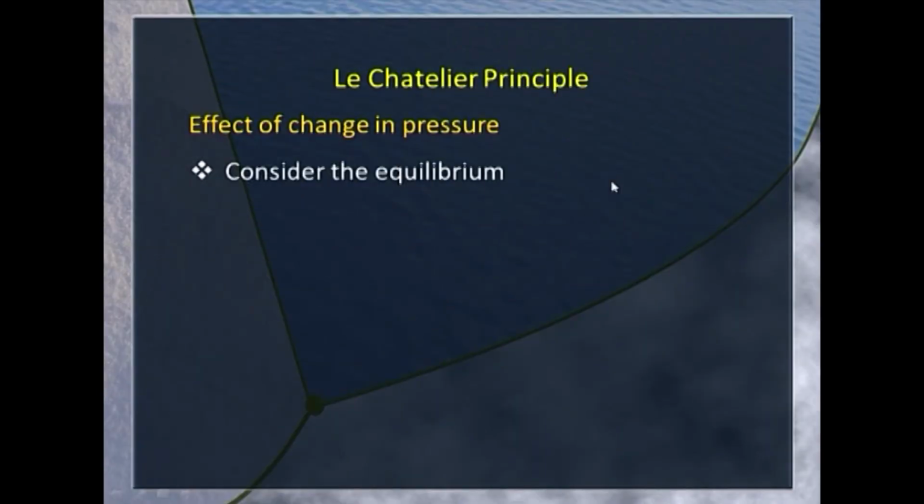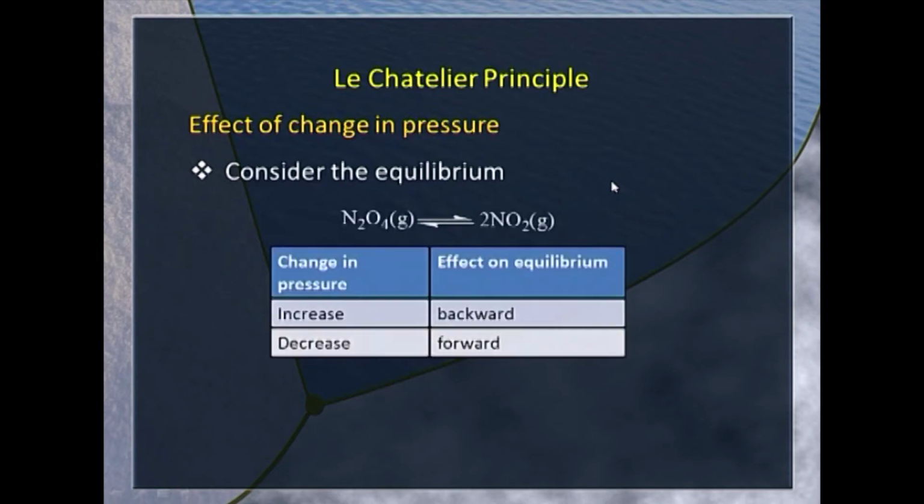Looking at another parameter which can undergo a change, like pressure, how it affects the equilibrium can be studied if we take a simple example of N2O4 gas which decomposes and gives you 2 NO2 gas.